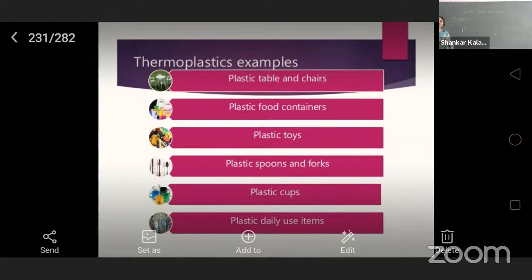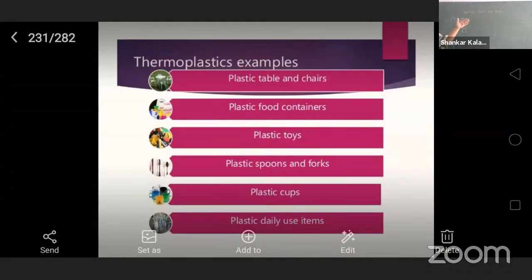And plastic toys, which we show to small students, plastic animals. Plastic things like that are also made by thermoplastics. Plastic spoons and forks we also use at home, and plastic cups which we use to drink tea. And plastic daily use items. We go to the shop and buy things. All these things are examples made by thermoplastics.